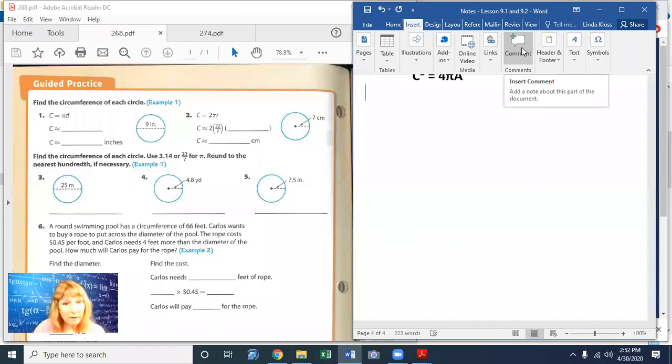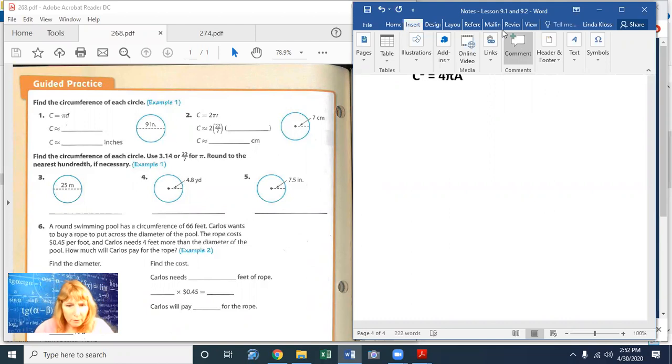Okay, I'm on guided practice page 268. I'm combining 2 lessons, so you will not be required to do as many of the independent practices in either section. You'll be doing the odds. But for the guided practice, I want you to do all of them because I'm doing them on the video with you. So find the circumference of each circle.